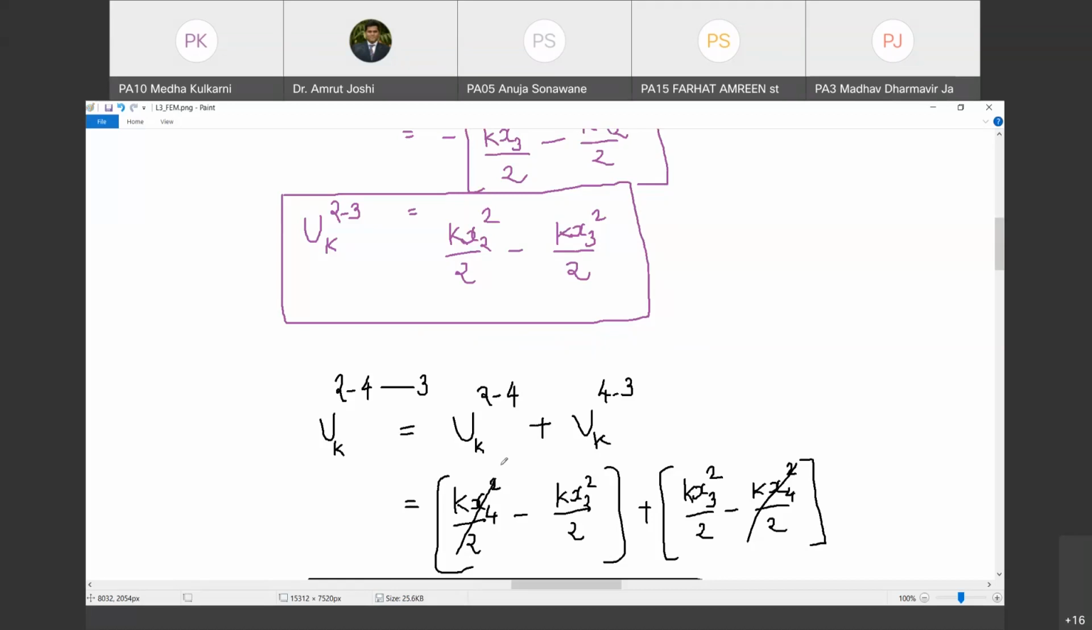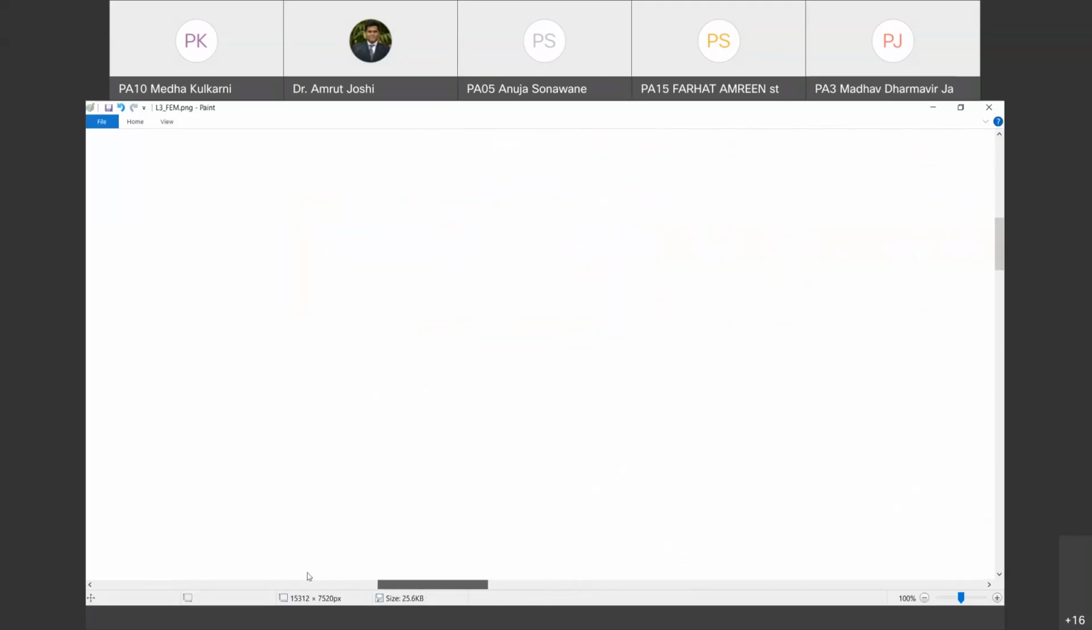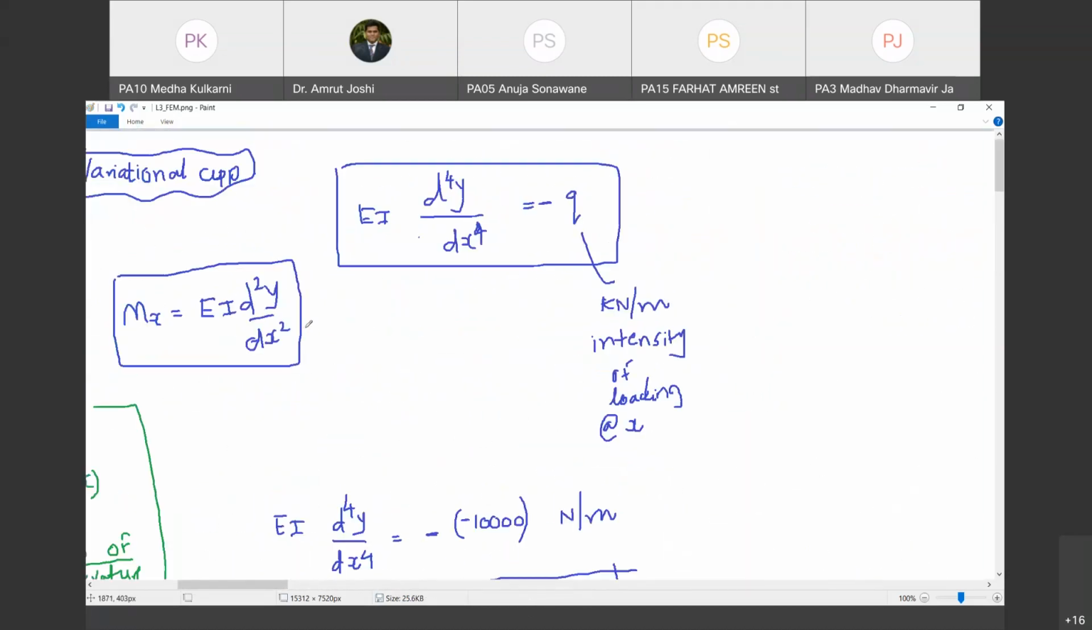That is gravitational potential energy. Are you with me? Yes, sir. So you will have to understand that this strain energy is a subset of potential energy. Potential energy is strain energy plus something. Do you agree with me? Yes, sir. And what is that something?